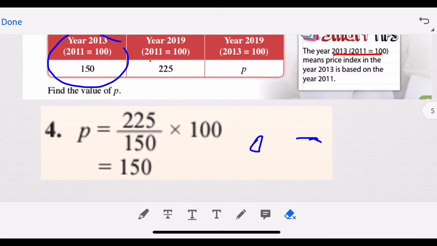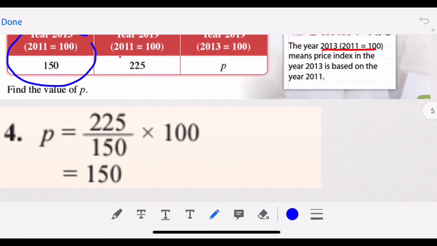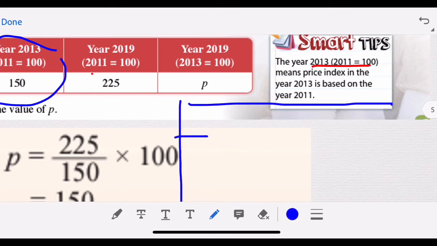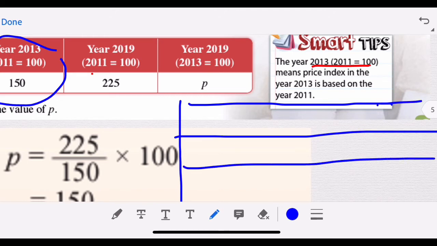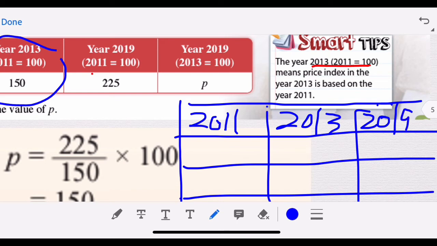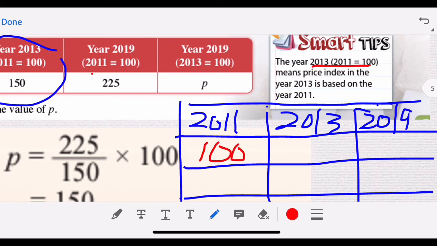It's too small for me to write. I make it bigger so that it is easy for you to see. So we have 1, 2, 3 first. This is 2011, 2013, and 2019. For the base here, we always write 100. So we have this one as 100. We also got 2013 as 100, right?